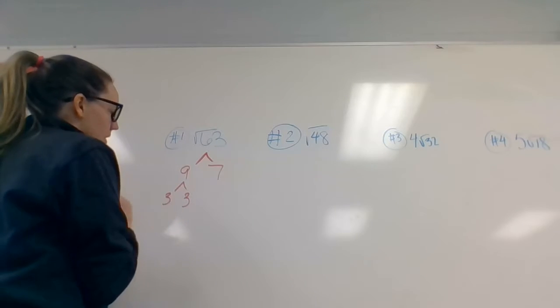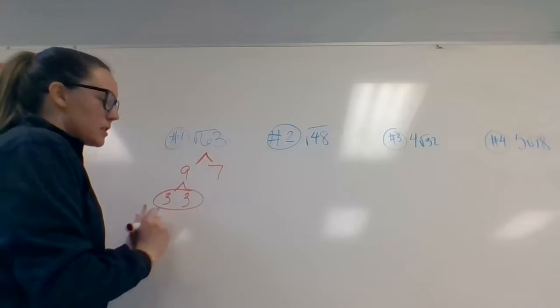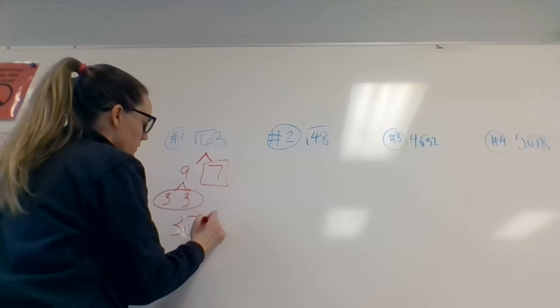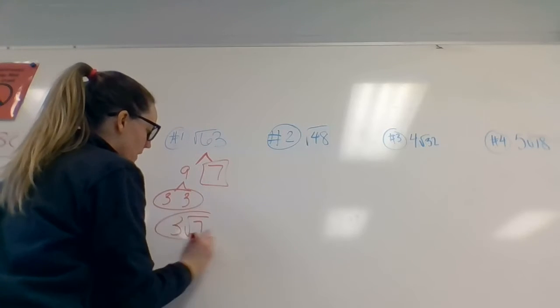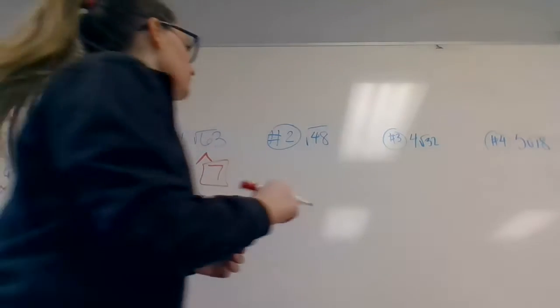Now I need to find my pairs. And in this case, my pairs are a pair of 3s. So my 3 goes out front, and I'm left with this 7 over here. So that needs to go there. So my final answer then is 3 root 7 for number 1.